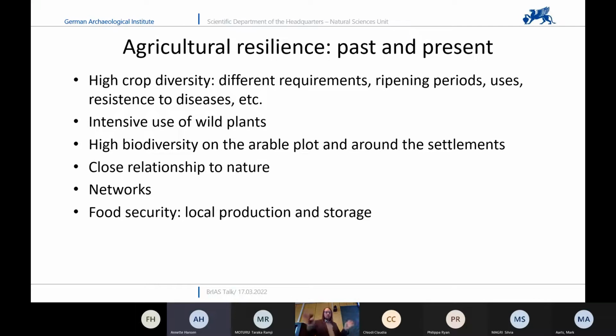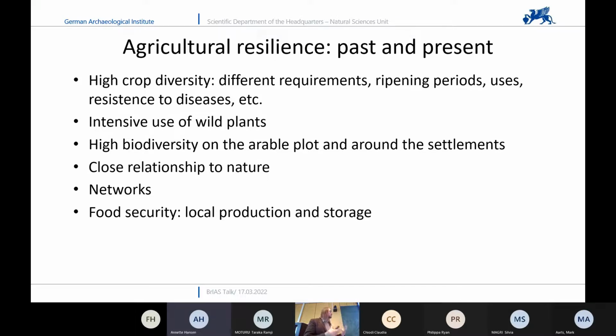I did not talk about weeds and so on, but we observe a higher biodiversity on the arable plot and around the settlements. That's something that is also being recovered currently, but in general, the trend over the past couple hundred years has been to reduce this agricultural biodiversity and the ecosystems connected to crops. So we observed that the relationship to nature was quite different to what we even know historically. Everything was much wilder than we know even nowadays in farming environments.